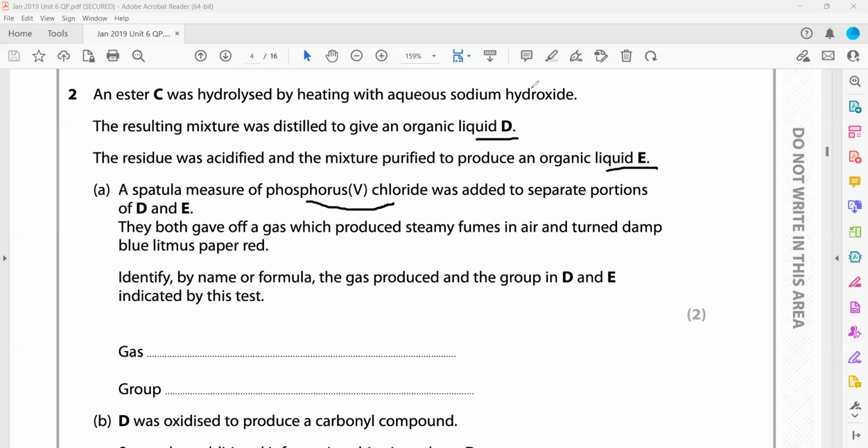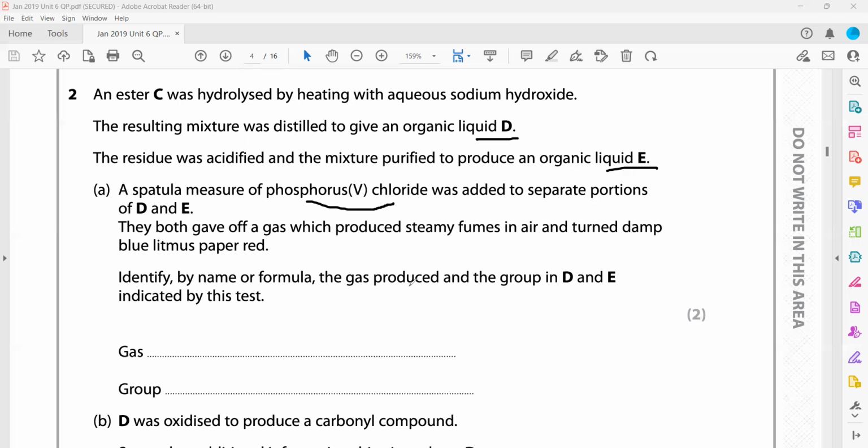So PCl5 is a test to check the presence of OH. Whether it's a carboxylic acid or an alcohol, it will give a positive result with both of them. So both give off steamy fumes, that is hydrogen chloride, and turn the damp blue litmus paper red because hydrogen chloride is acidic.